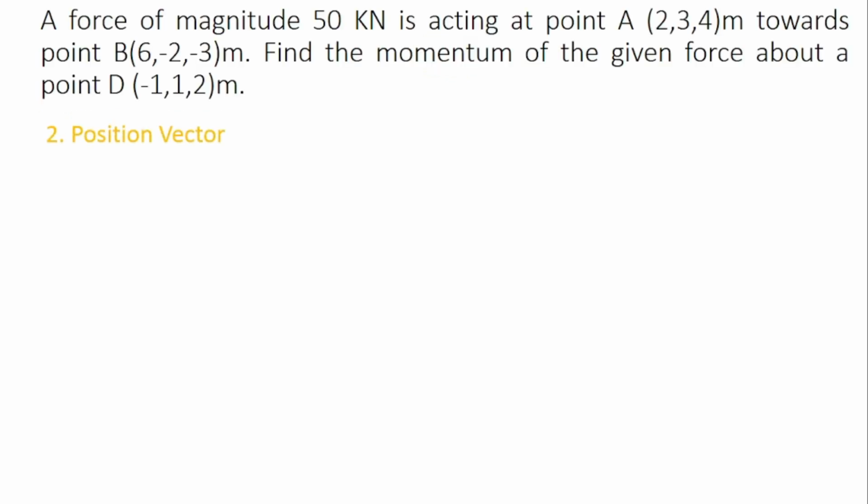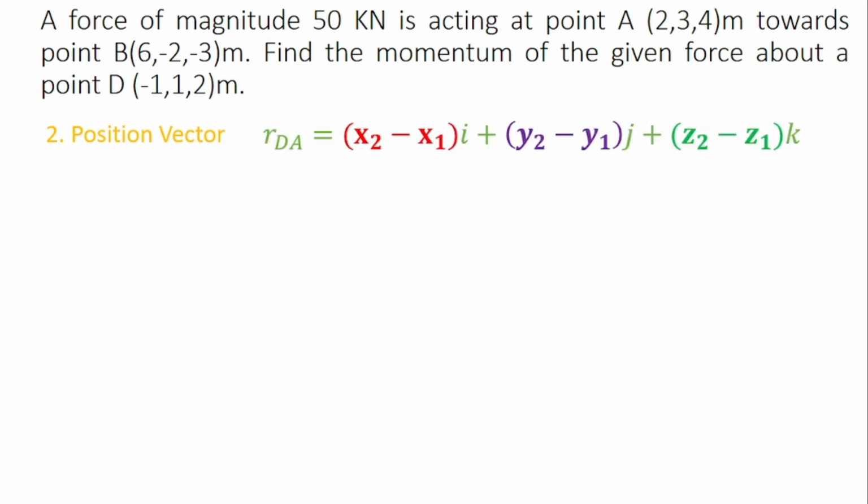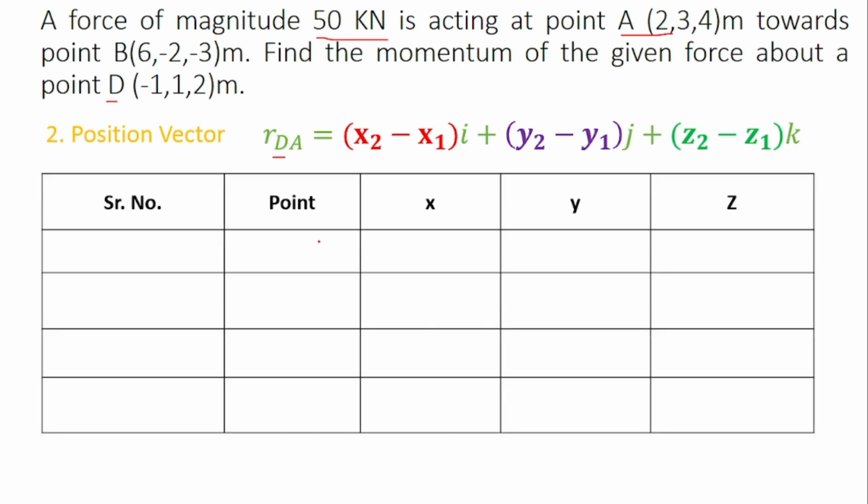Now we'll find out the position vector. The second point is to calculate the position vector. The starting point for the position vector is point D, the moment center, and we'll connect the initial point of the force, that is point A. So the position vector is from D to A. Here we'll find x2 minus x1, y2 minus y1 and z2 minus z1 for the respective position vector. So we'll use the similar table format.